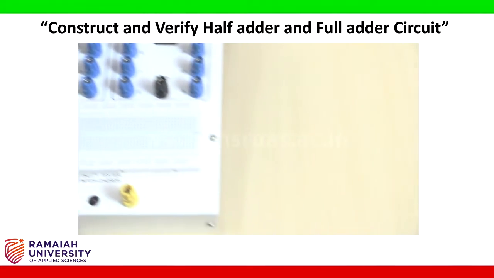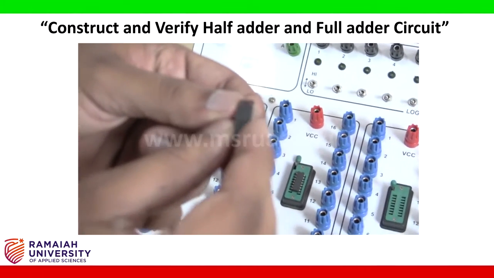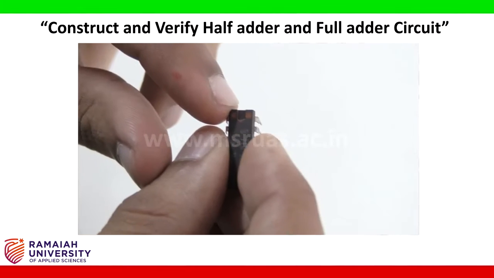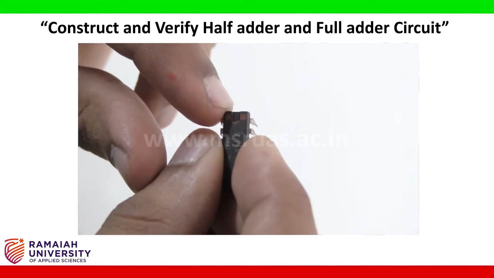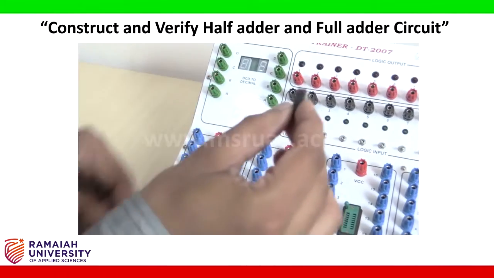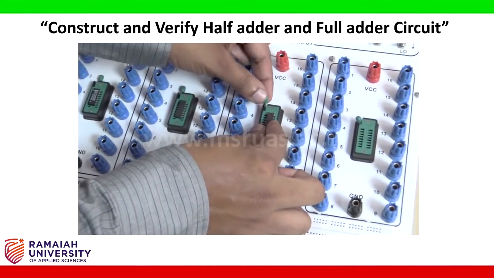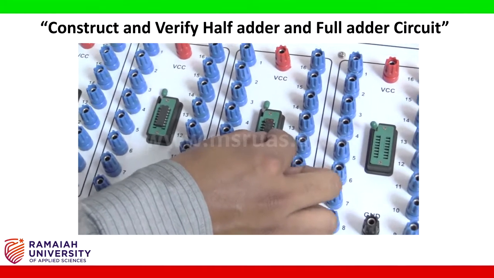Similarly, the third one, 7432 IC, which represents OR gate. Make sure again, before placing this IC into the IC base, the notch of the IC should be directed upwards, and place this into the third IC base and close the lever. Make sure the IC is not coming out.